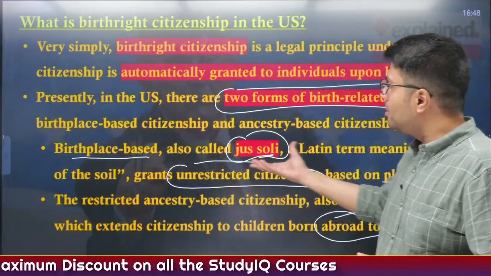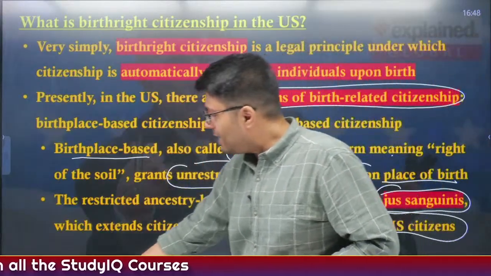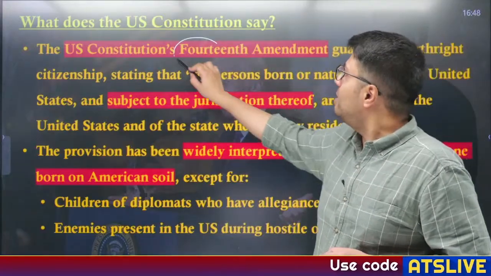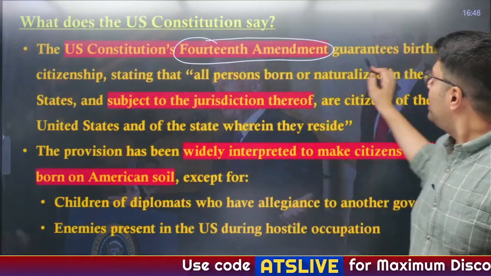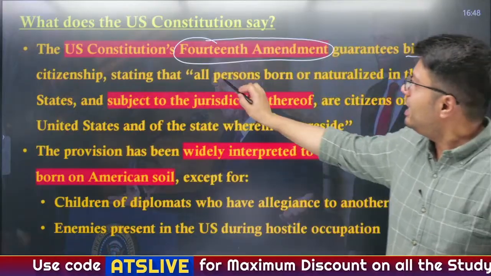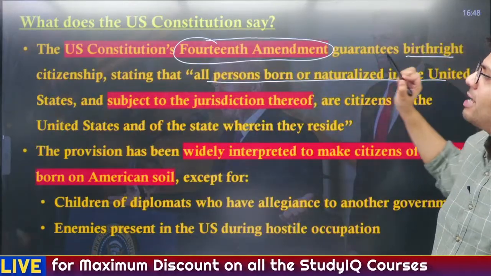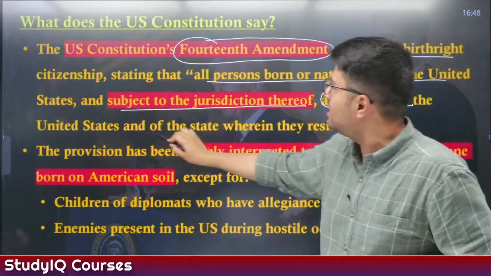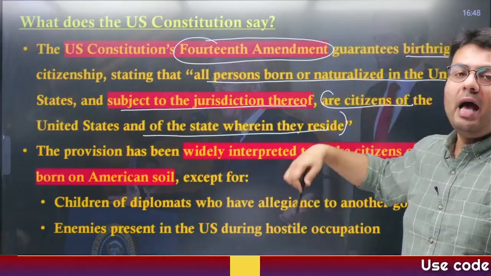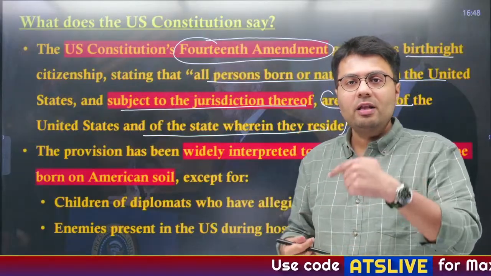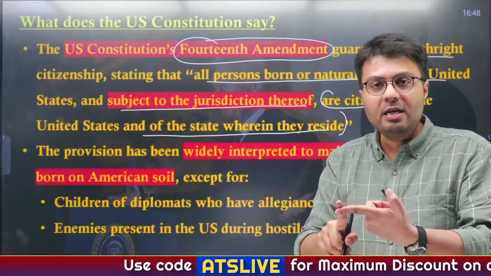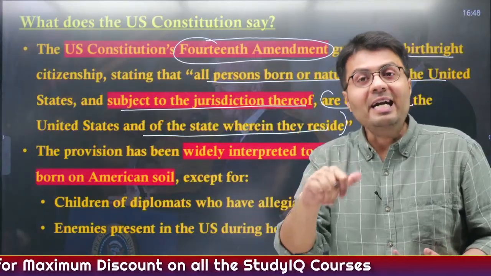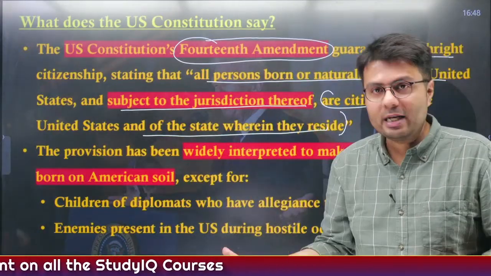So we are talking about birthplace based jus soli citizenship, right? Now the US Constitution has a particular amendment known as the 14th Amendment. Now this 14th Amendment guaranteed birthright citizenship, stating all persons born or naturalized in United States and subject to the jurisdiction thereof are citizens of United States and of the state where they reside. As US is properly a federal country, there you get citizenship not just of US but also of the state you are living in. But in India, you are only eligible to get citizenship of India, not of UP or Bihar or Tamil Nadu or Kerala, right?